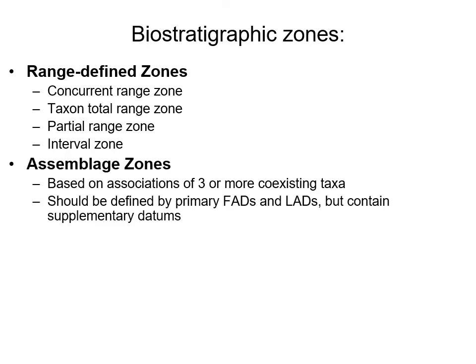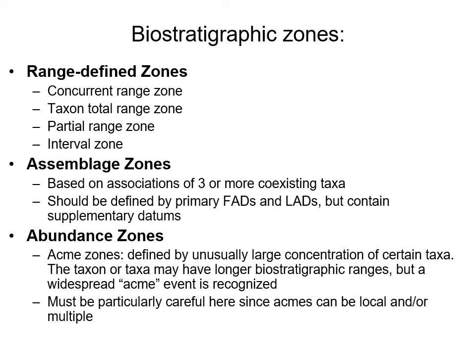Now, usually we want to do this on more than just one or two fossils, so we would use what's called an assemblage zone. And this is based on 3 or more coexisting organisms, coexisting taxa. And again, we define this based primarily on first and last appearance data, but we can also contain some of those other supplementary data like partial and interval ranges as well.